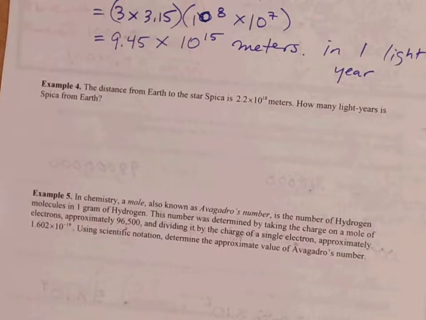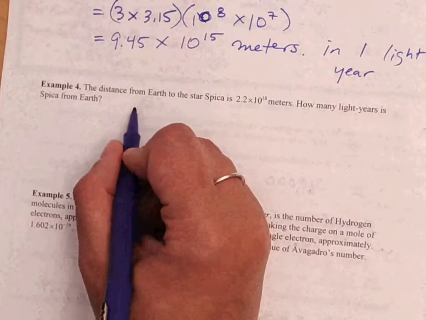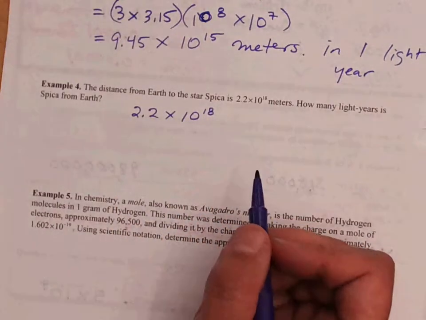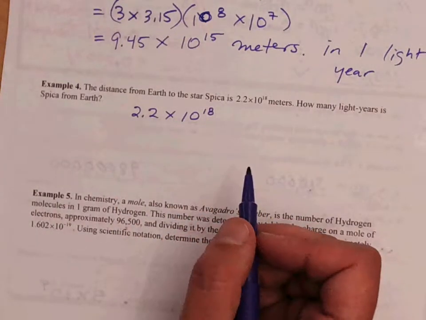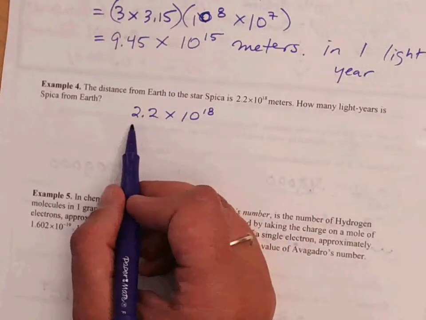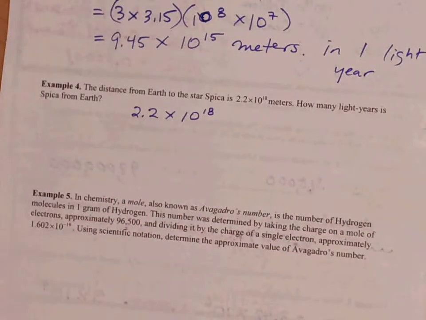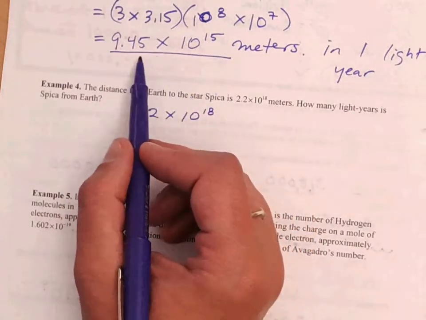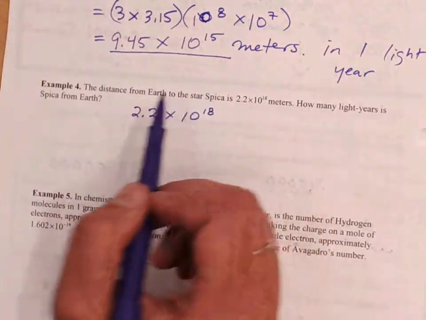Wow, that's a lot, right? We even know that's probably beyond our quintillion. How many light years is Spica from Earth? Oh my gosh, how do we do this? 17 zeros, okay. But what operation are we going to do with these two numbers? If we want to know how many meters is a light, wait. This is how many, wait a second, the distance from Earth.